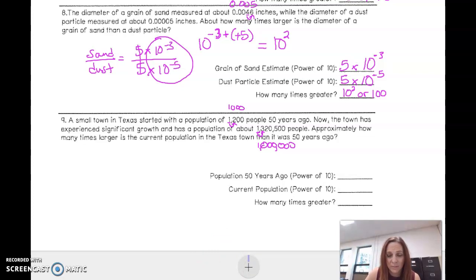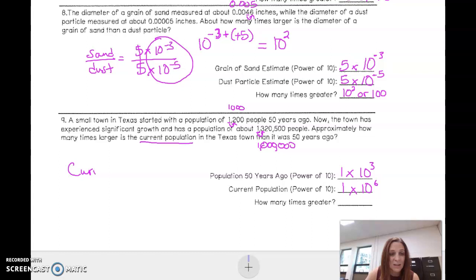So 50 years ago, this 1,000 right here, that is a 1 times 10 to the, count the zeros, 1, 2, 3, because it's a number bigger than 1. And the current population, that's 1 million, so it's 1 times 10 to the 1, 2, 3, 4, 5, 6. All right, so how many times greater is the current population than it was 50 years ago?